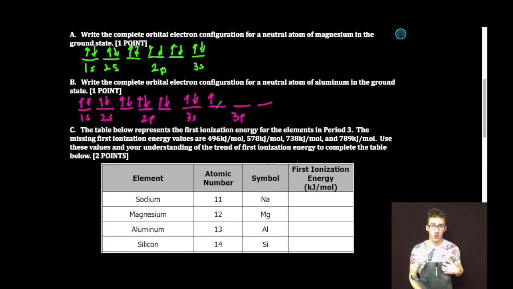Aluminum. Now, why in the heck are we doing electron configurations? I thought that was last unit. Well, remember, electron configurations and number of main energy levels is a really important part of understanding periodic trends. So let's take a look at part C.